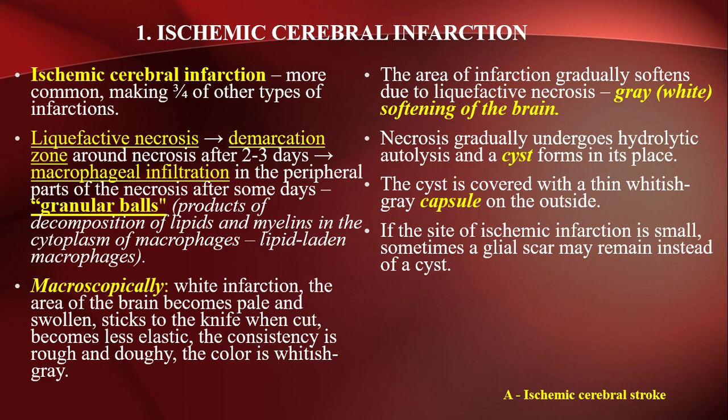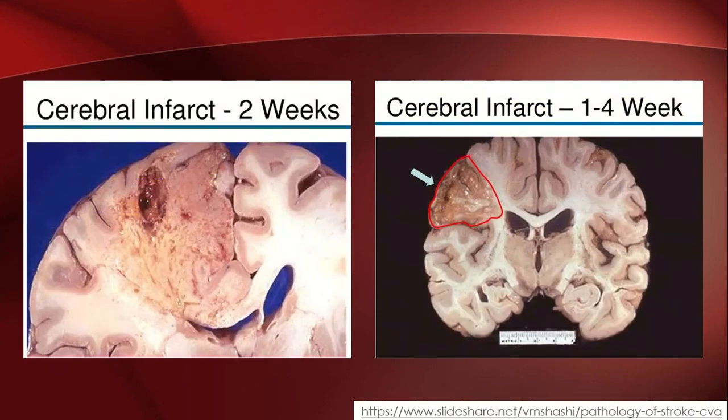Necrosis gradually undergoes hydrolytic autolysis and a cyst forms in its place. The cyst is covered with a thin whitish gray capsule on the outside. If the site of ischemic infarction is small, sometimes a glial scar may remain instead of a cyst. Here you see the cerebral infarct at 2 weeks and the cerebral infarct at 1 to 4 weeks.